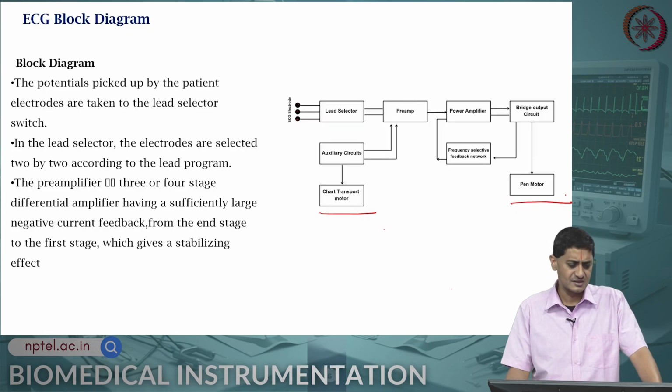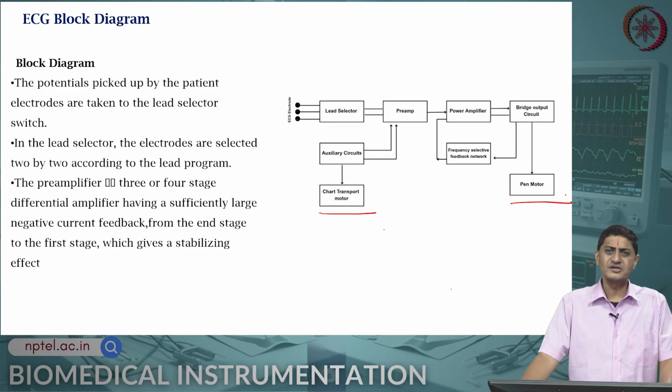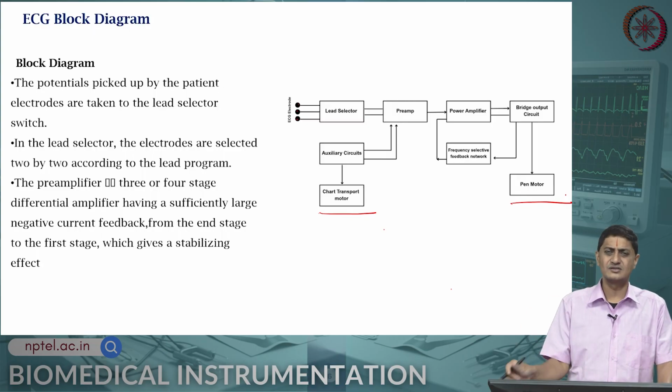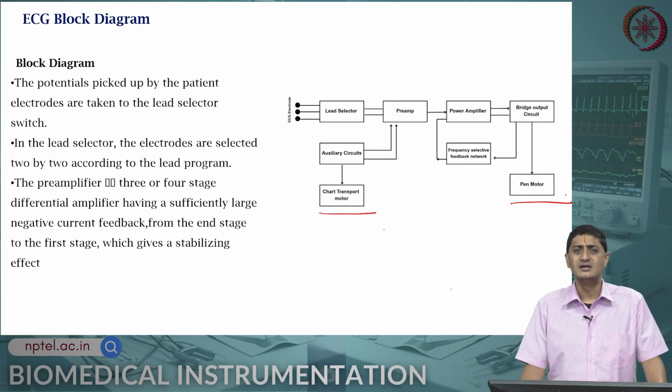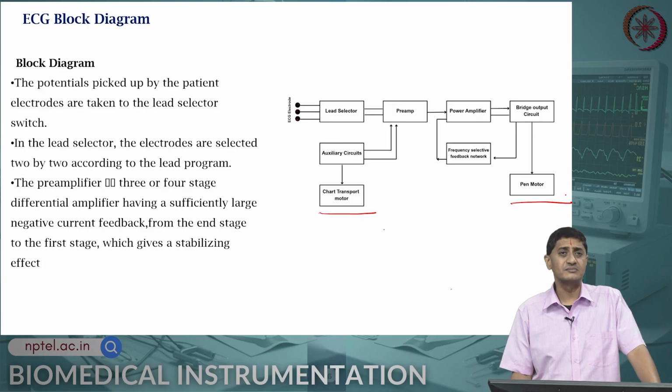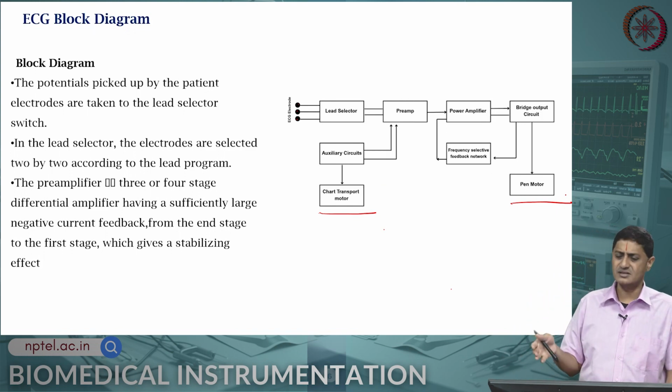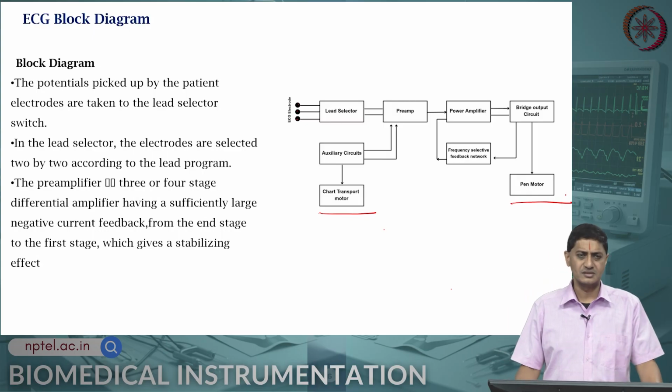ECG system. These potentials are picked up by the limb electrodes and taken to the lead selector switch, and you can choose which of the leads that you want. Do you want lead 1, lead 2, lead 3, or the augmented limb lead or the precordial leads? In the lead selector, the electrodes are selected 2 by 2 according to the program. Which one you choose, depending on that, only those will be printed.